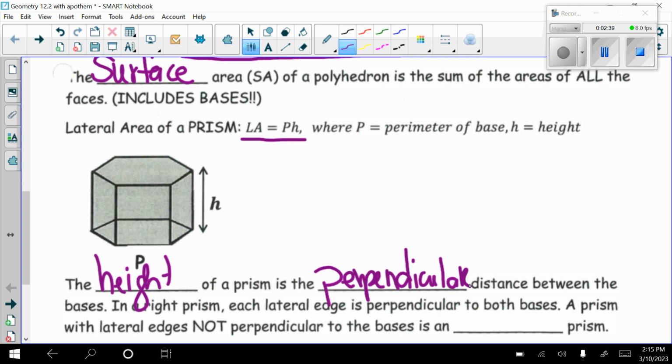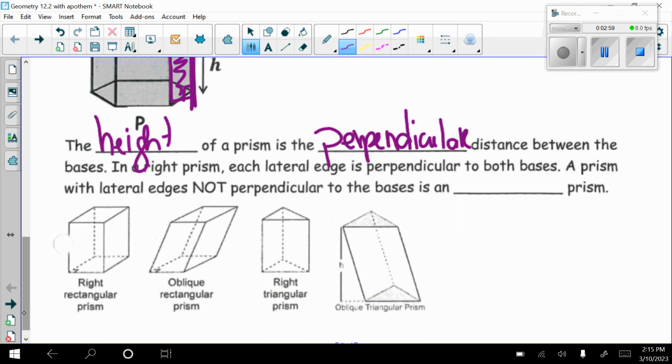In a right prism, each lateral edge is perpendicular to both bases. So our lateral edge, okay, this is a lateral face. So the lateral edge is perpendicular to both bases, top and bottom. So that is the height. A prism with lateral edges not perpendicular to the bases is referred to as an oblique prism.